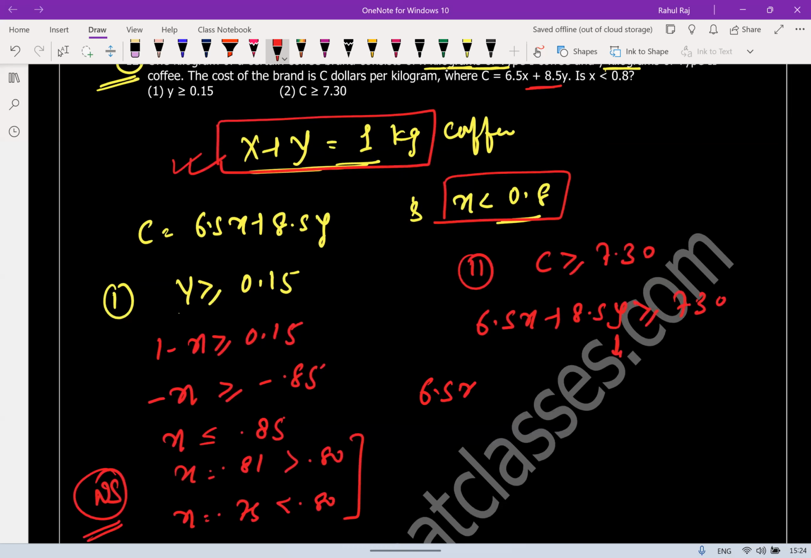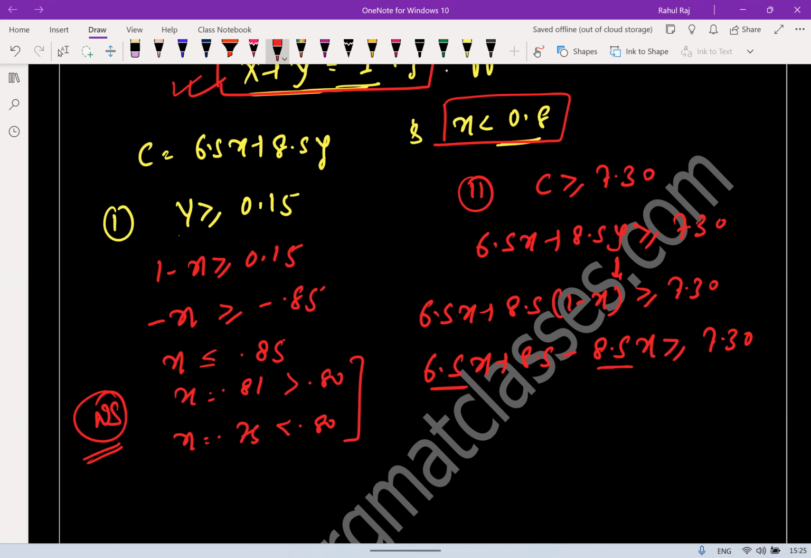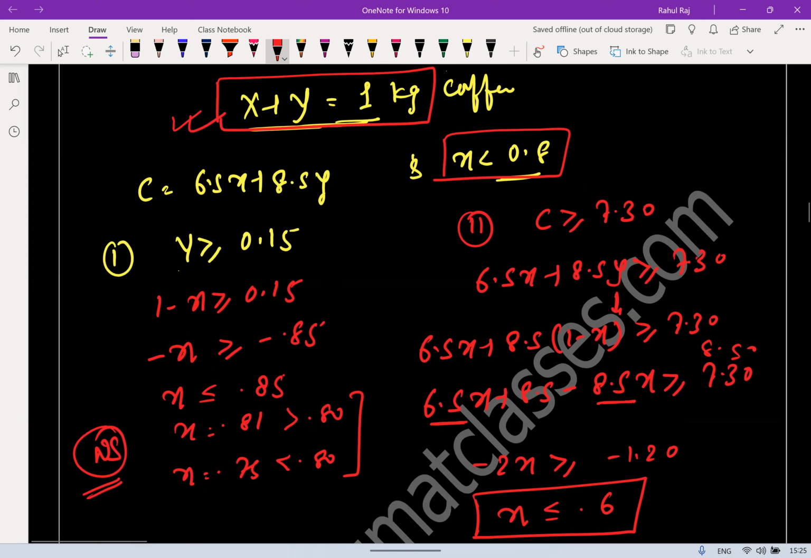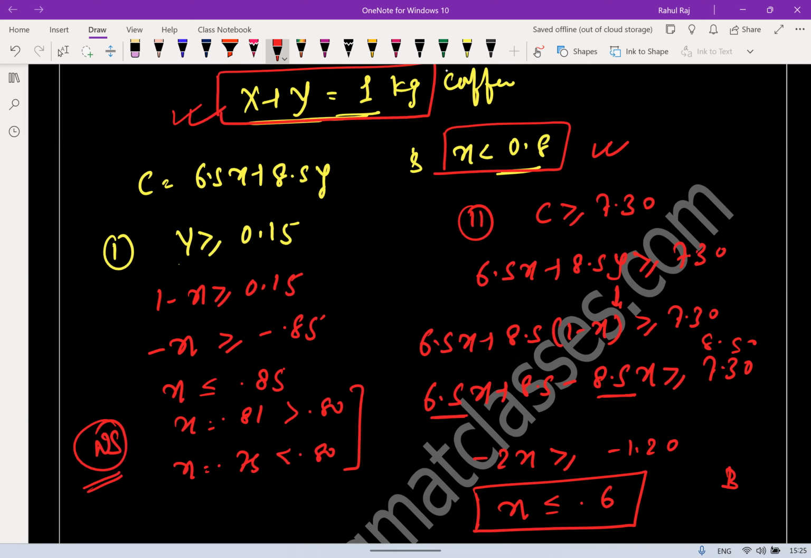So let's say 6.5x plus 8.5y, where y is nothing but 1 minus x, is greater than or equal to 7.30. So that is nothing but 6.5x plus 8.5 minus 8.5x greater than or equal to 7.30. Now 6.5x minus 8.5x becomes minus 2x, greater than or equal to 7.30 minus 8.50, which will become negative 1.20. That is nothing but x is less than or equal to 0.6. If x is less than 0.6, x will surely be less than 0.8. So the answer is going to be B.